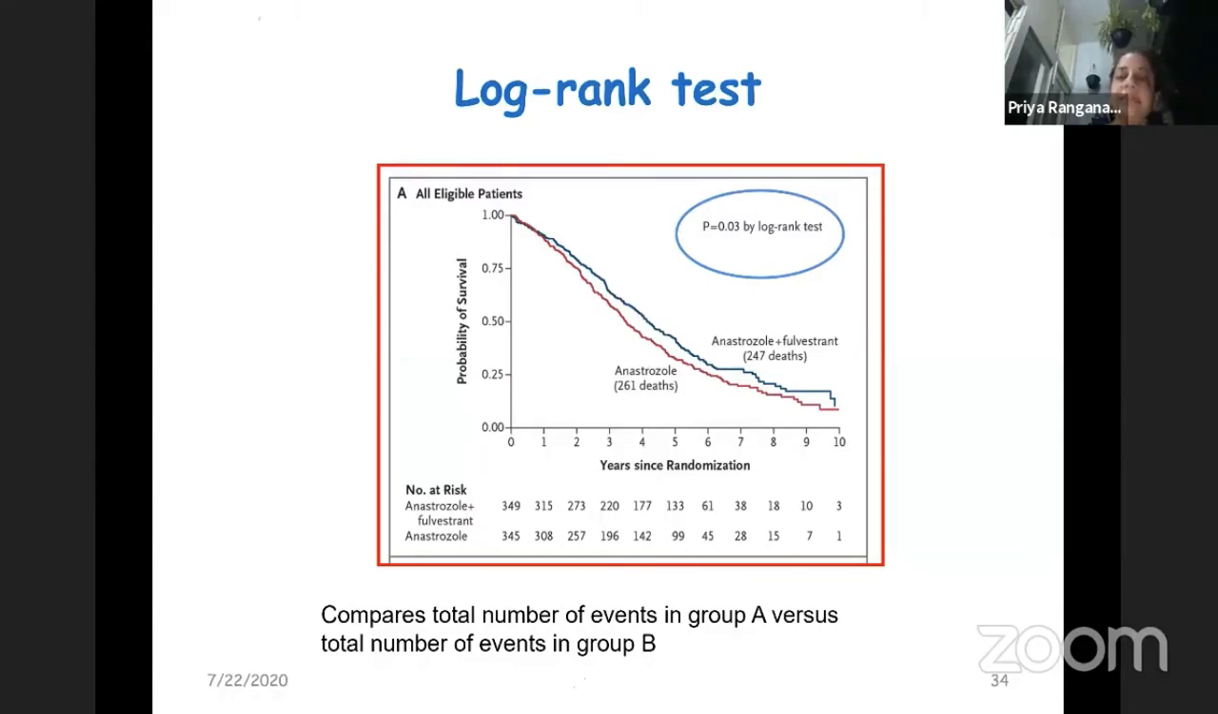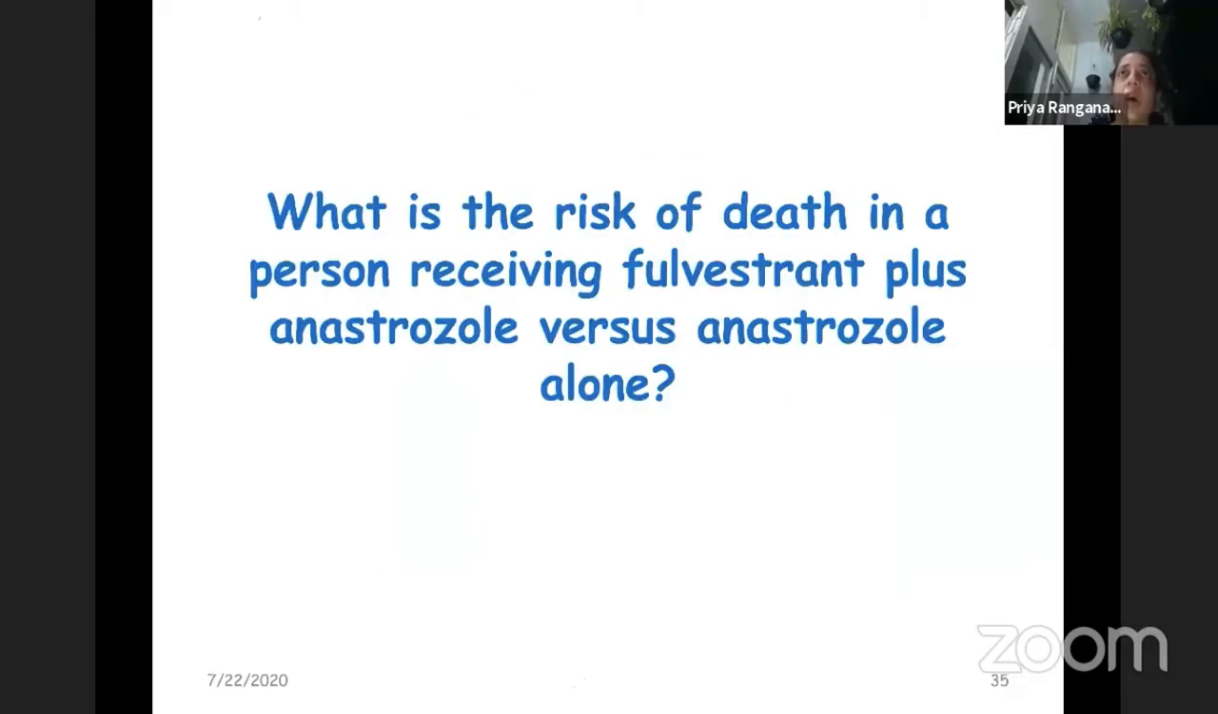What is preferred is something called a hazard ratio. The hazard is the opposite of survival. So far, we were talking about survival, right? Not experiencing the event, not experiencing death, not having a recurrence, not having progression. Now we are turning the table and asking the reverse question. So in this study or in real life, at any given time point, what is the risk of death in a person receiving combination versus receiving single agent?